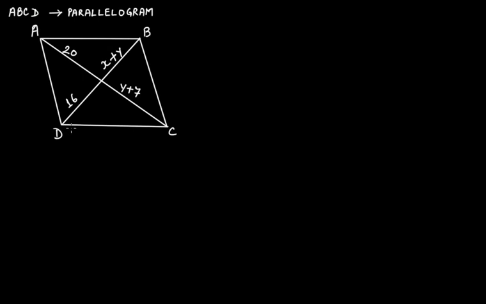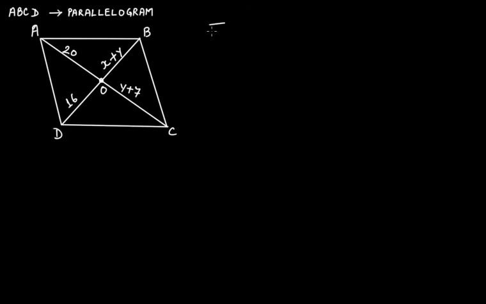Again, ABCD is a parallelogram, and you have to tell the values of x and y. Now, the property that we will use here is that the diagonals of a parallelogram bisect each other. That is, the diagonals divide each other into two equal halves. So if you take this intersection point as O, you can clearly see that this point O will bisect these two diagonals.